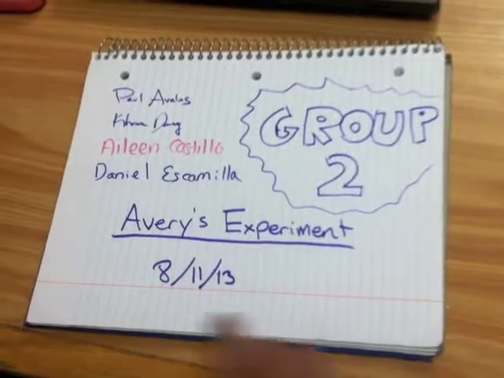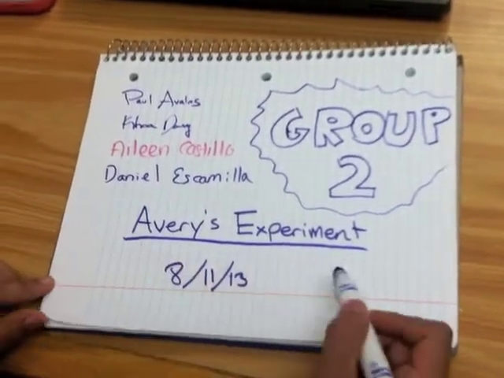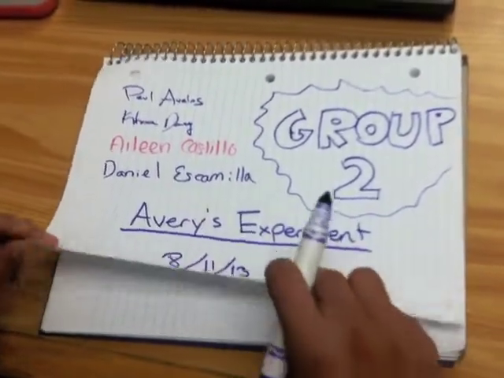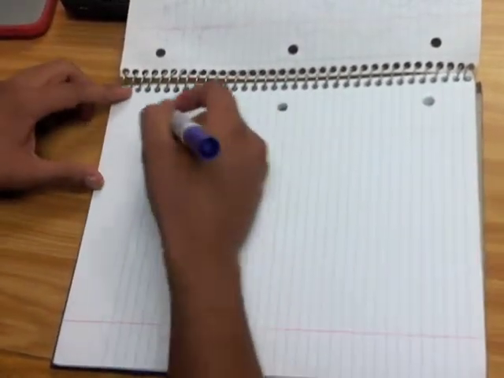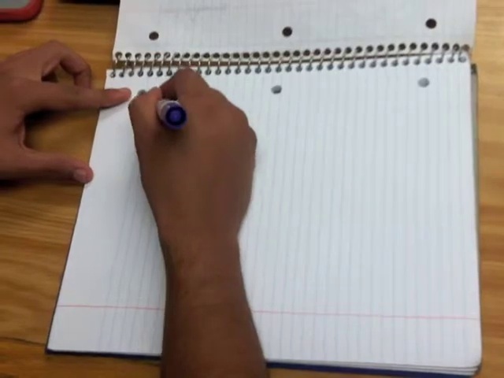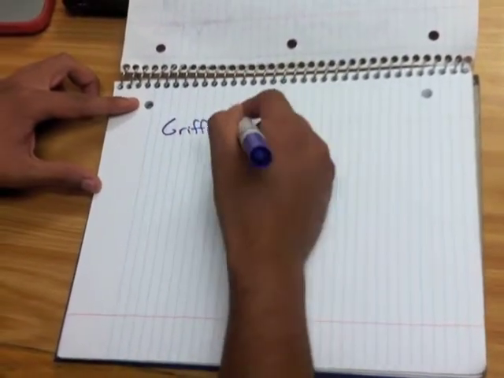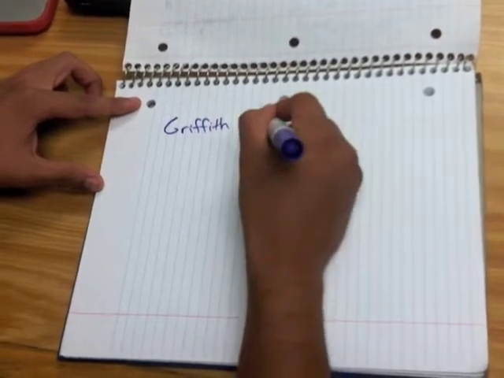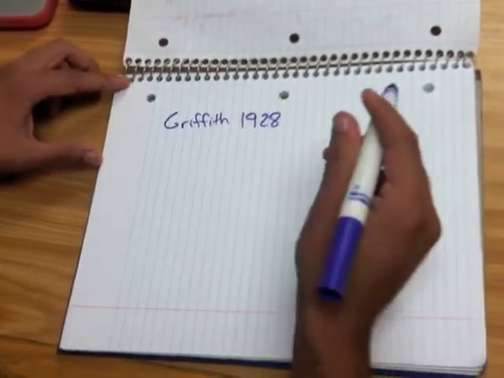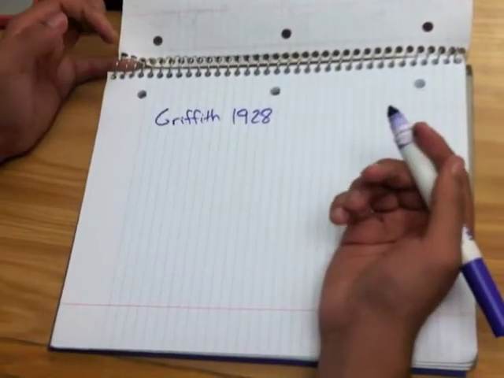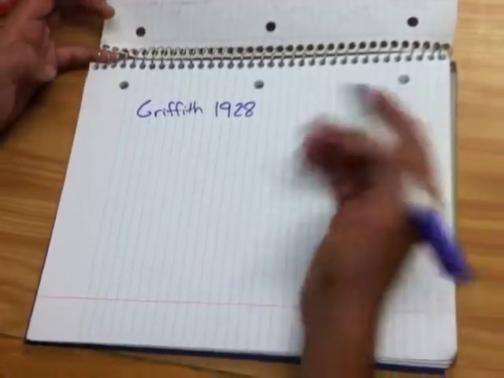Hi, we are Group 2, and we are discussing Avery's experiment. So, before we get into Avery's experiment, we have to look at the experiments before. So, we'll look at the Griffith experiment. Griffith performed this experiment in 1928, and it was an experiment that proved transformation existed.